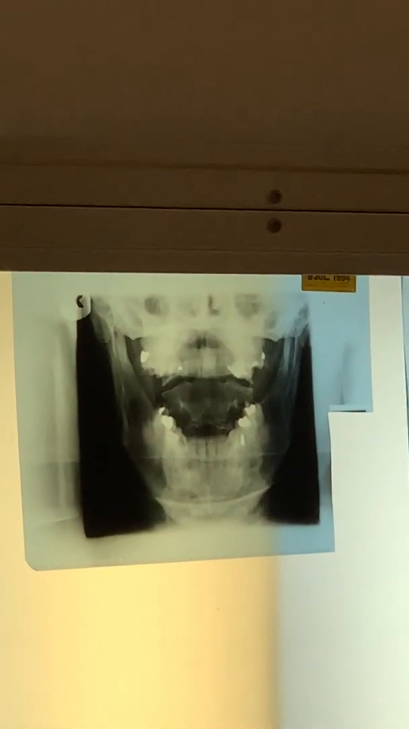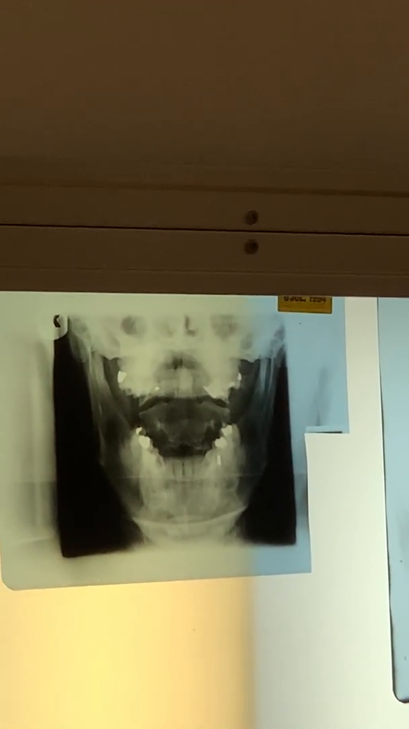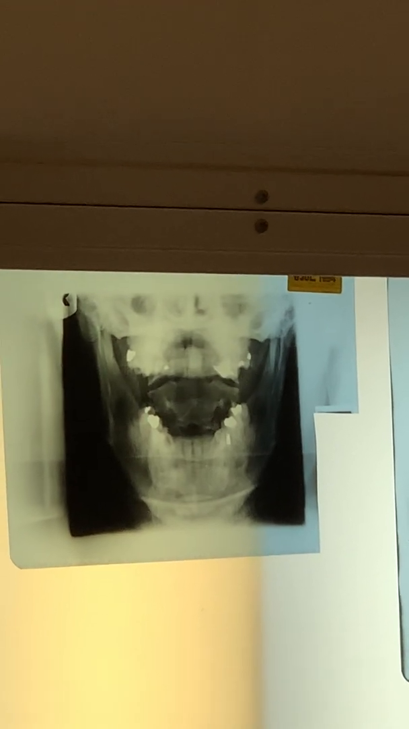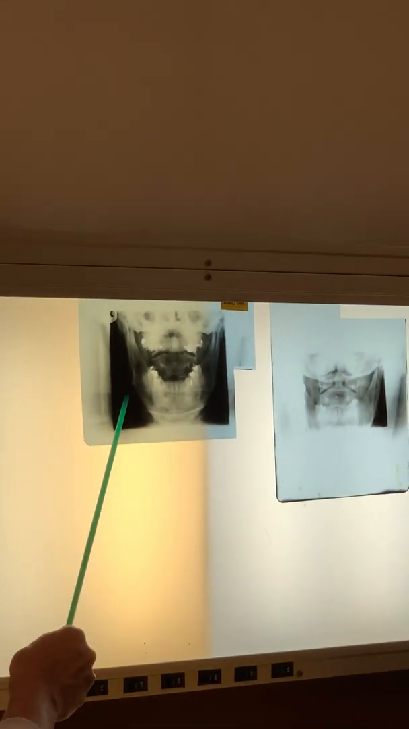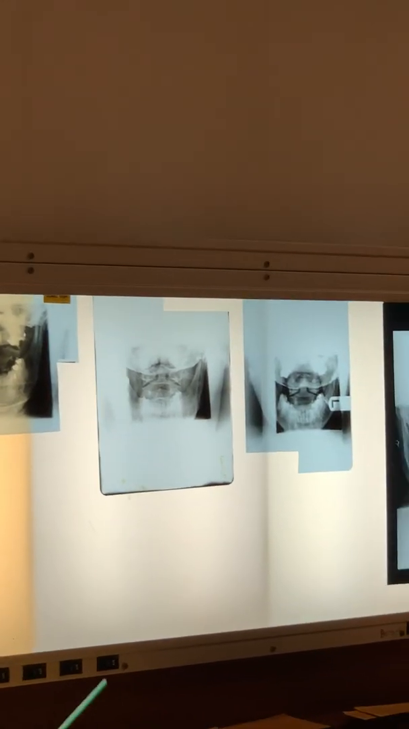What's in the way? The teeth. Good. The teeth are in the way. So what would you do? Good. So you would go back and bring their chin up a little bit on this one. Does everybody see that? What about this one?